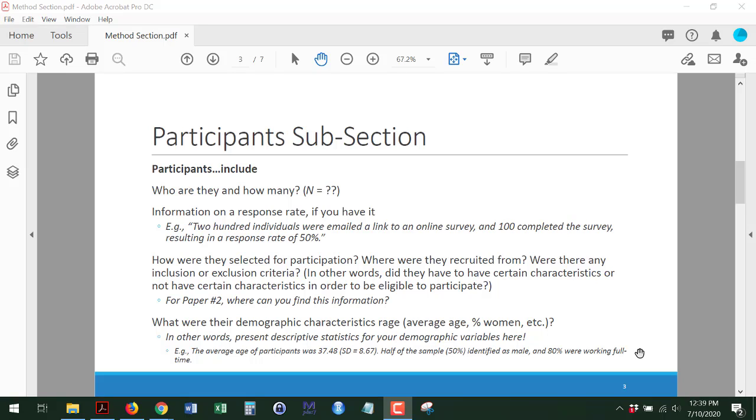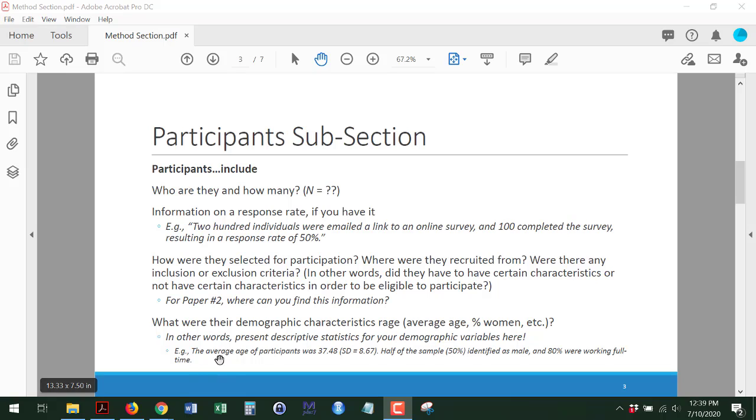The next piece of information that you want to include are the demographics, the demographic characteristics. So, for instance, the average age, the number of women in your sample, and so forth and so on. So in other words, present descriptive statistics for your demographic variables here. We went over that in our last lecture, so if you're confused about what I mean, make sure that you watch the videos that I posted on descriptive statistics, and before that on data cleaning and SPSS.